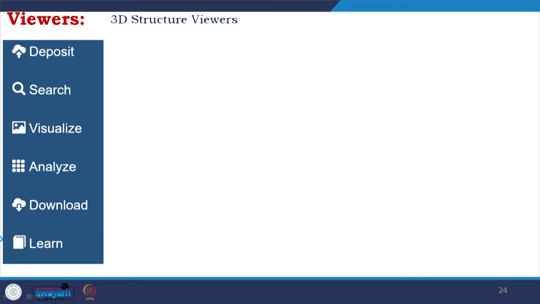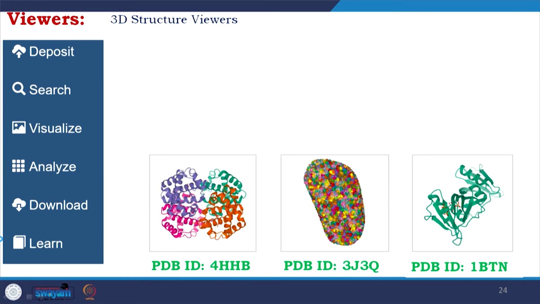Viewers means the platform to make the view. So, one is the 3D structure viewer, like you could see here, there is a PDB ID 4HHB showing an X-ray crystal structure, 3J3Q showing a cryo-electron microscopy structure and 1BTN as an NMR structure. So, to visualize them you need a platform. I am not talking much here because in the next module, an entire module, we are talking about the visualization, calculation, structure factors and all these things.